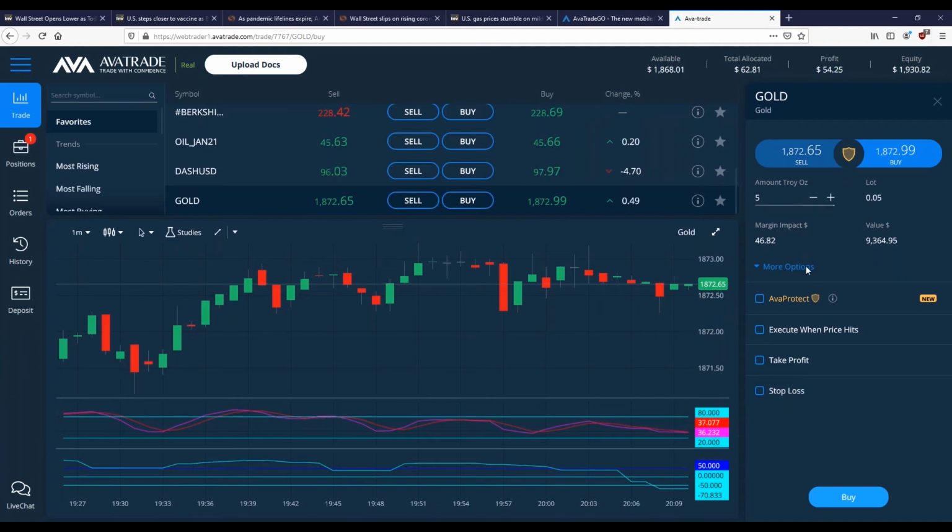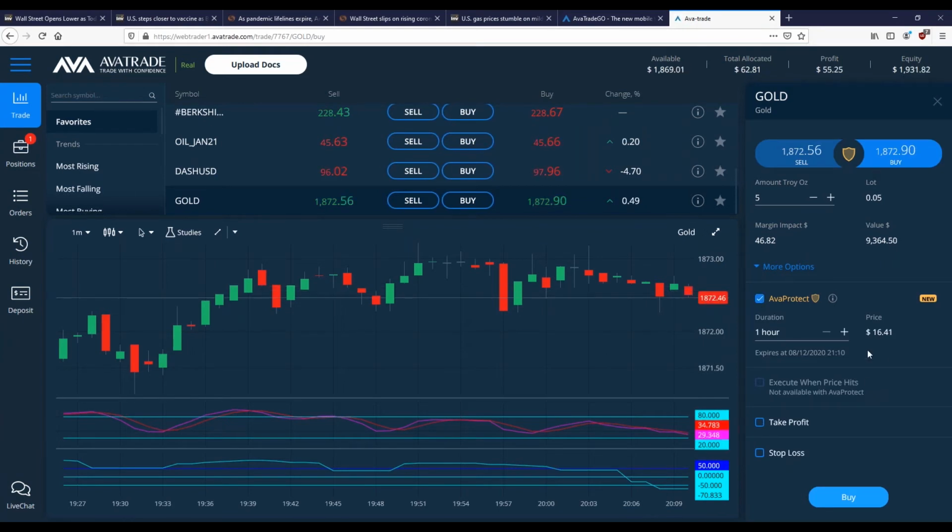But it has useful features that the MT4, MT5 doesn't have, like AvaProtect. You can put it on your trades. You'll see the trades still in the MT4 or MT5, but now you'll have protection if you put it on when you take the trade. If you're using a demo account, this feature's grayed out. It's not active. The demo accounts don't have it. It's a premium service, so it's only available on the live accounts.